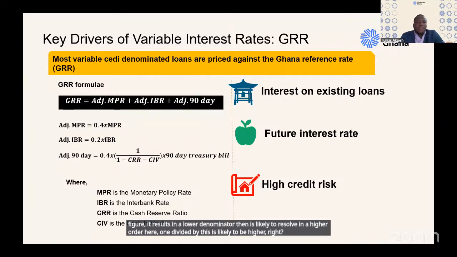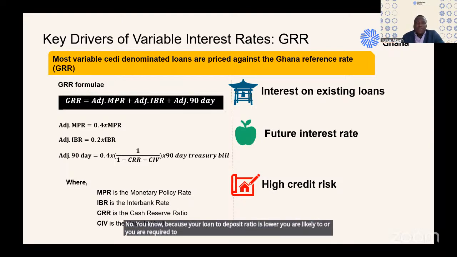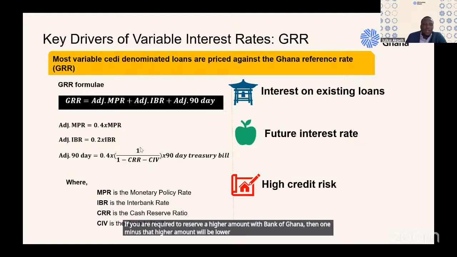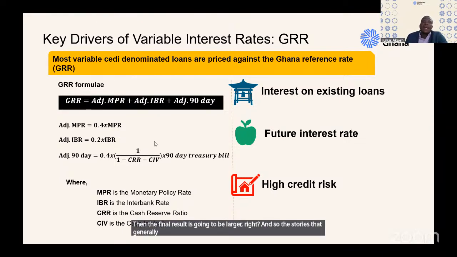Now, because your loan to deposit ratio is lower, you are required to reserve a higher amount with Bank of Ghana. If you are required to reserve a higher amount with Bank of Ghana, then 1 minus that higher amount will be lower. So the denominator is lower. And if you are dividing 1 by a ratio that is smaller, then the final result is going to be larger, right?